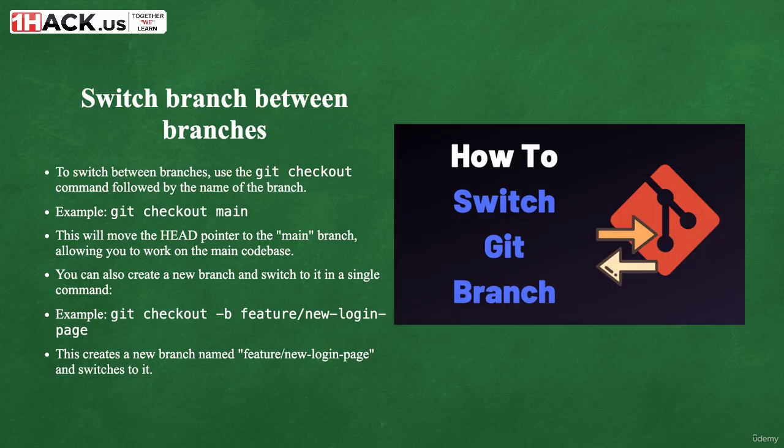You can also create a new branch and switch to it in a single command using the git checkout -b syntax. For example, git checkout -b feature/new-login-page will create a new branch named feature/new-login-page and immediately switch to it. This can be a convenient way to start working on a new feature or bug fix, as it allows you to create the branch and switch to it in a single step. Mastering the ability to switch between branches is crucial for effective branch management and collaboration in a software development team.